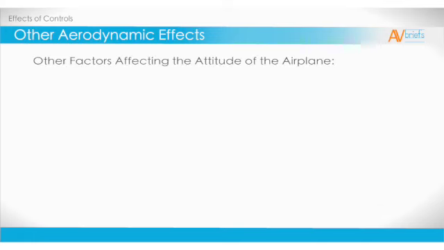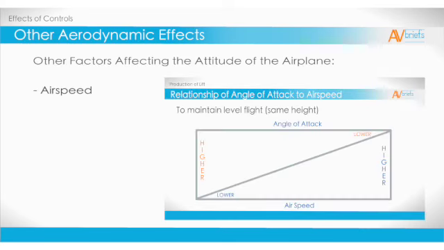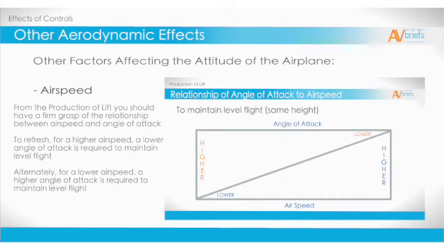Other factors affect the attitude of the airplane. One of them is airspeed. From the production of lift lesson, you'll have a firm grasp of the relationship between airspeed and angle of attack. To refresh, for a higher airspeed, a lower angle of attack is required to maintain level flight. Alternately, for a lower airspeed, a higher angle of attack is required to maintain level flight.